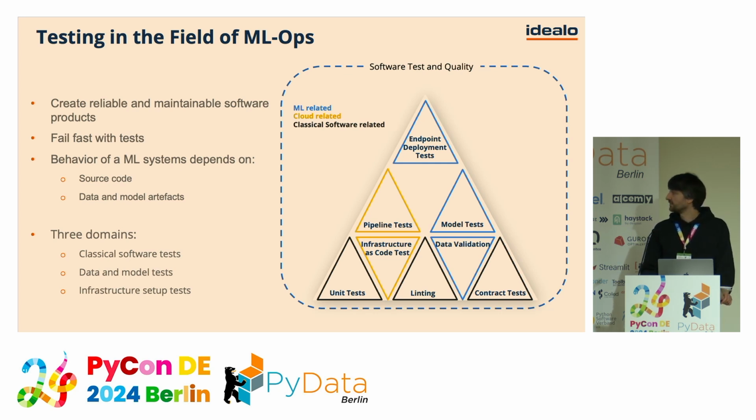These are classical software tests, which are unit tests, config tests, and we put linting here as well. Then we have tests that are related to our cloud setup, which are the infrastructure as code tests and pipeline tests. And finally, machine learning related tests. So we test the data, the model, and we do end-to-end tests for our classifier services.